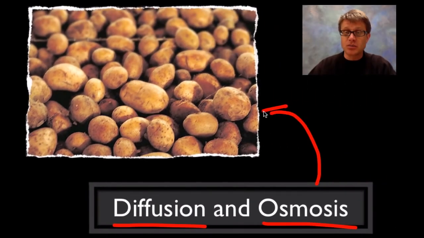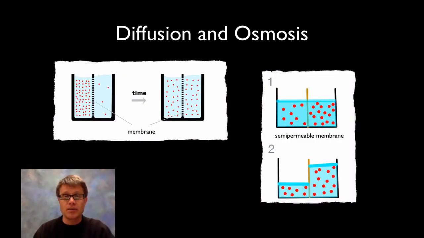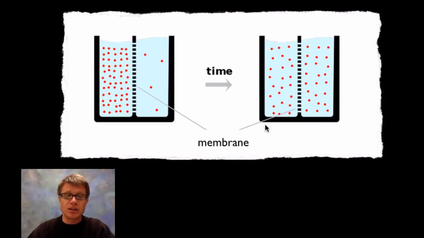Now, osmosis is a specific type of diffusion. It's movement of water. And so we're going to study that in this lab using potatoes and sugar water. And so let me go into a little more depth on those two processes. First one is diffusion. Diffusion's best example would be right here.